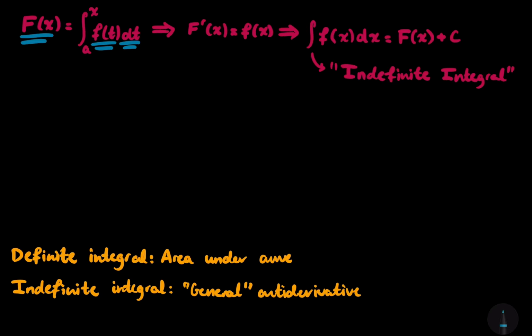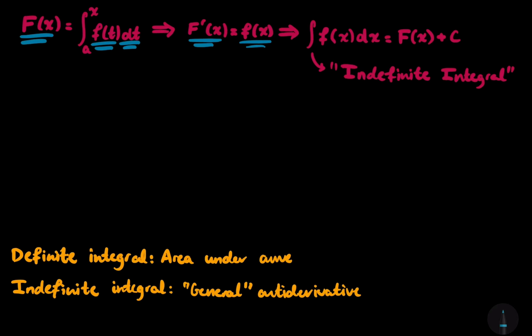Then using the first fundamental theorem of calculus, we can determine that the derivative of capital F of x, so capital F prime of x, is in fact going to be equal to lowercase f of x. Another way to restate that is that capital F is the antiderivative of lowercase f. So lowercase f is the derivative of capital F, and capital F is the antiderivative of lowercase f.